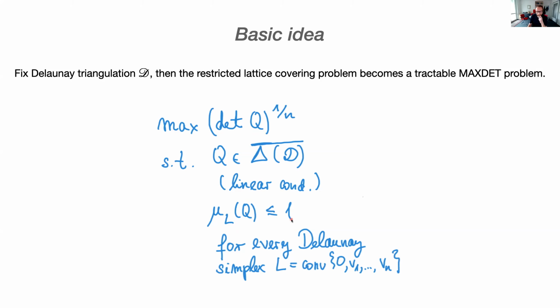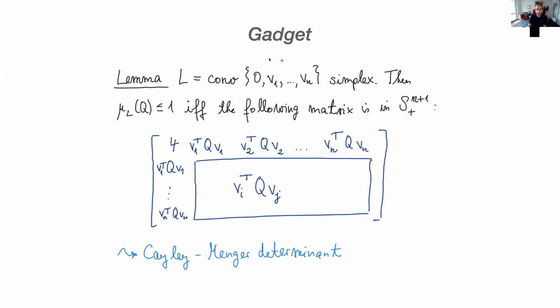Okay. Thanks. Okay, but now we have to discuss how to model the condition mu_L(Q) less or equal than 1 in a nice way. And that's done by this gadget here, which also will be part of the exercises. So the lemma is, suppose we have a simplex where one of the vertices is the origin. And that's enough for us, because if you understand all the simplices where one of the vertices is at the origin, then you understand also all the other simplices, because they're just translates of the simplices. Then the circumradius of the simplex with respect to Q is at most 1 if and only if the following matrix is a positive semi-definite matrix.